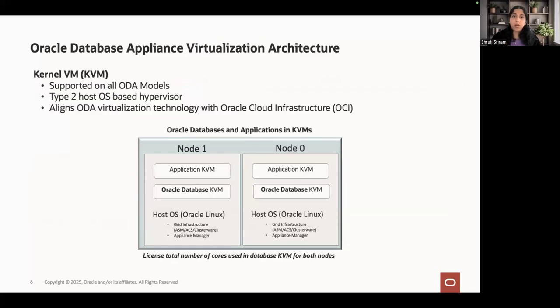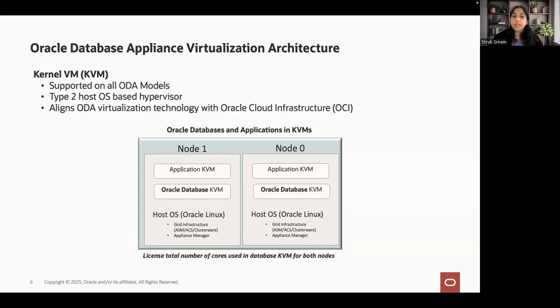This is a little bit of an overview of the virtualization architecture. You can see in this diagram we have an HA system with node 0 and node 1. In this diagram, we can see it's using a type 2 hypervisor right on top of the host OS. This design aligns perfectly with OCI, the Oracle Cloud Infrastructure, so it's been engineered for that design as well.